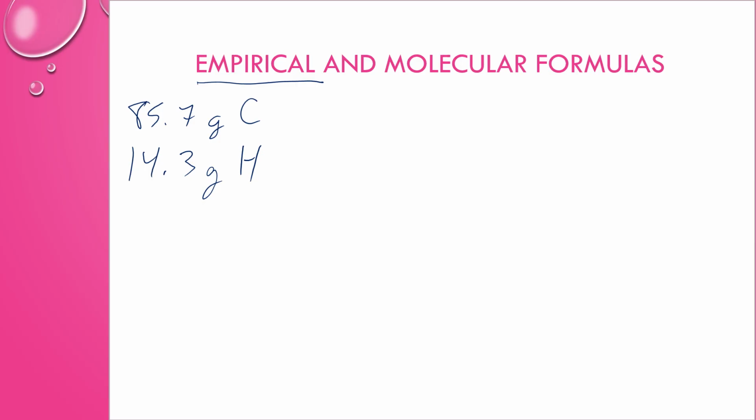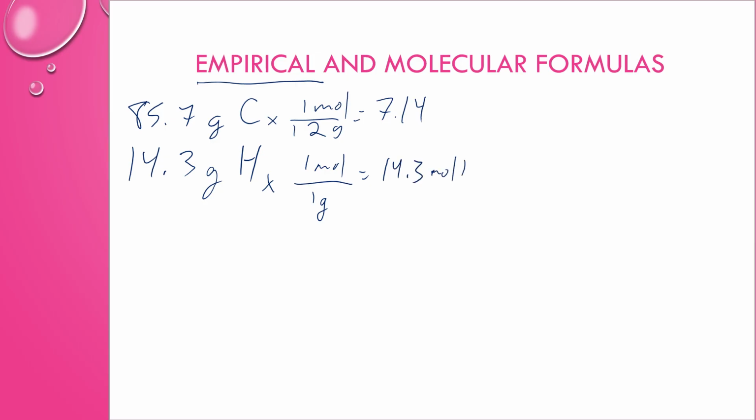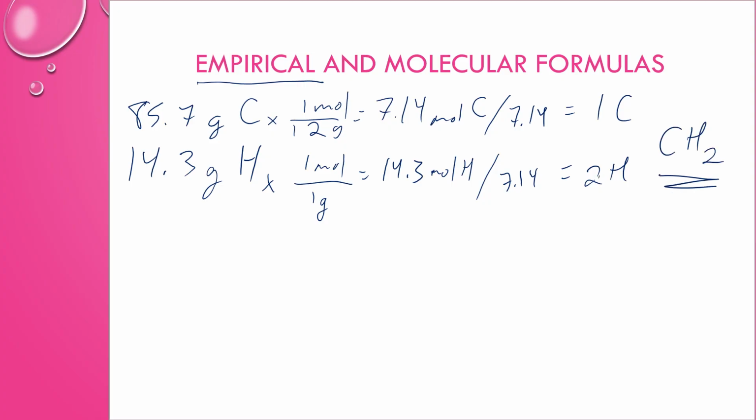That would be if you're assuming it's a 100-gram sample. Then convert grams to moles using the molar mass. I'm just simplifying here to make it go quickly. So when you do the 85.7, that would be 7.14 moles for carbon and 14.3 moles for hydrogen. Then to find the ratio, you're going to divide both by the smallest one. So you'll get 1 carbon for every 2 hydrogen. That means your empirical formula would be CH2, lowest ratio.